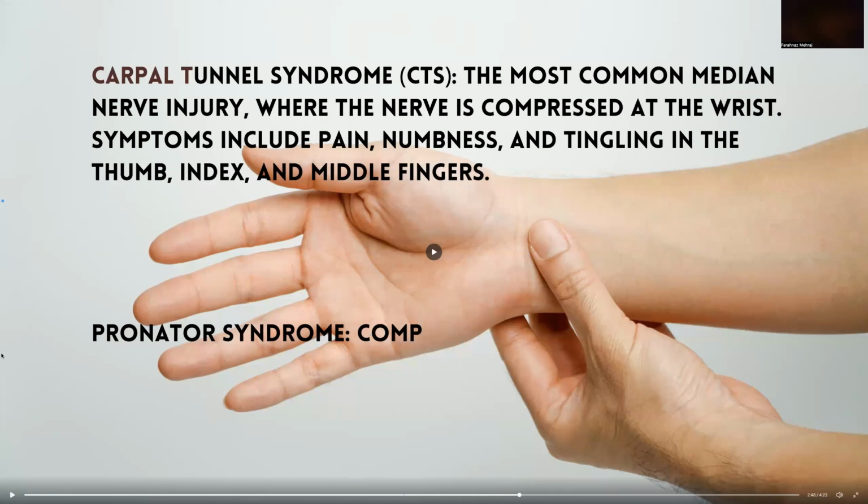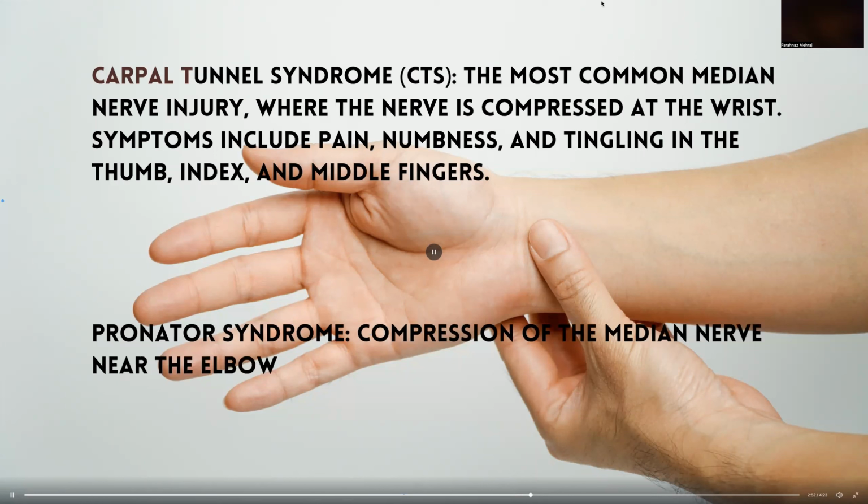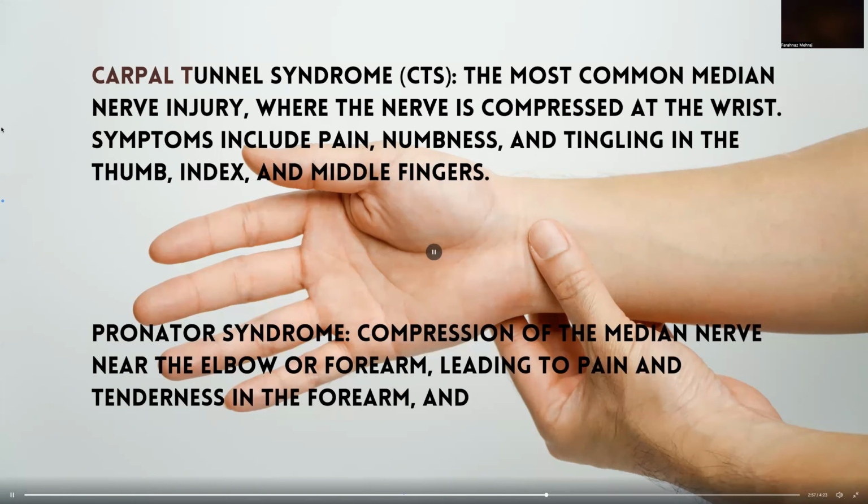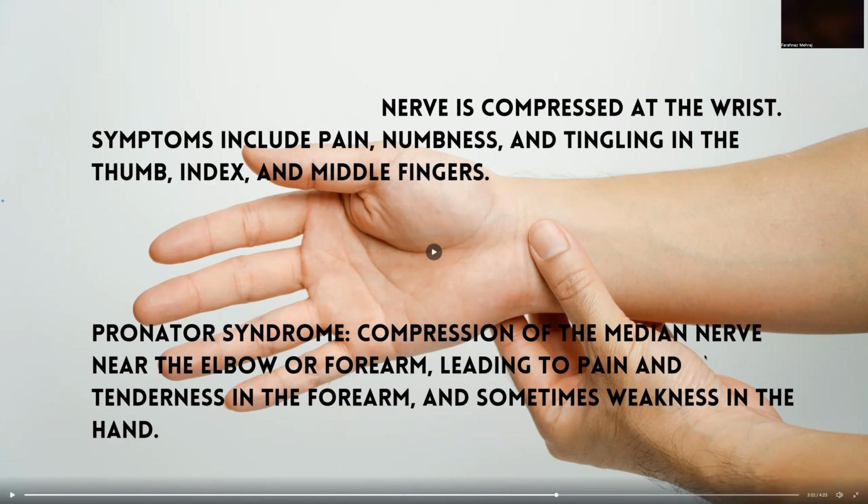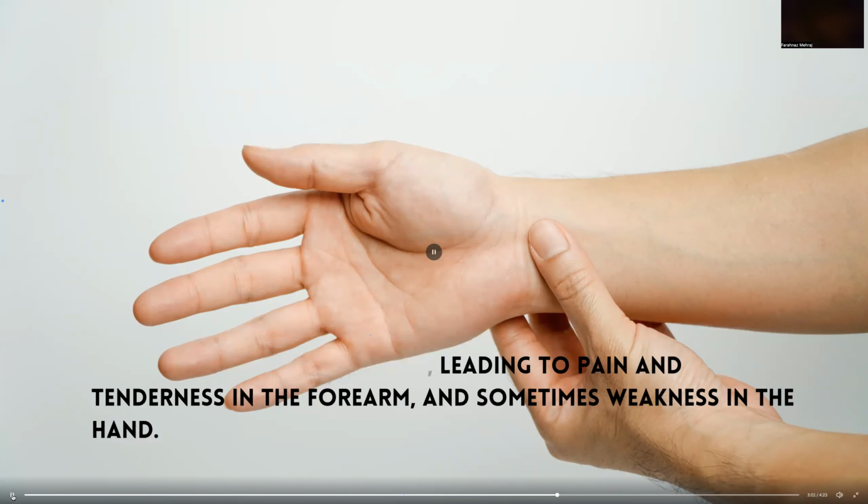The other condition is pronator syndrome, and it occurs with compression of the median nerve in the arm. So when it's compressed in the arm, near the elbow or forearm, wherever it is, it leads to pain and tenderness in the forearm muscles, because the muscular branches come out there and supply the forearm muscles, and that's why you'll have pain and numbness or a tingling sensation in the forearm. And sometimes it can also lead to weakness of the hand, because if the problem is here, everything down there can be affected. But when it's affecting here, the problem is here and nothing here gets affected. So that's the difference between both of them.